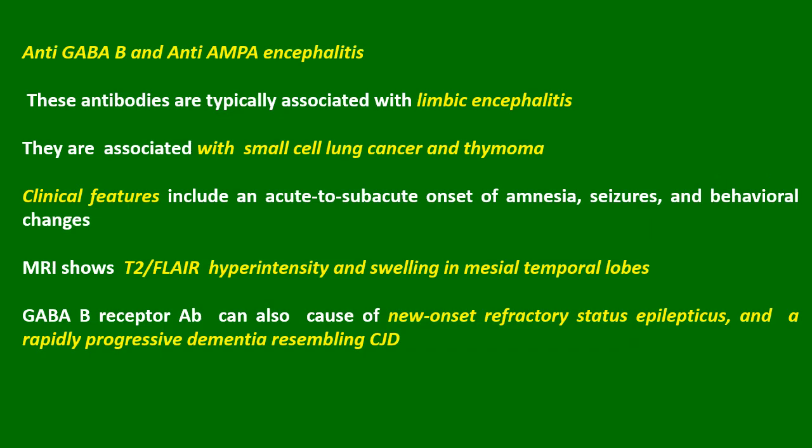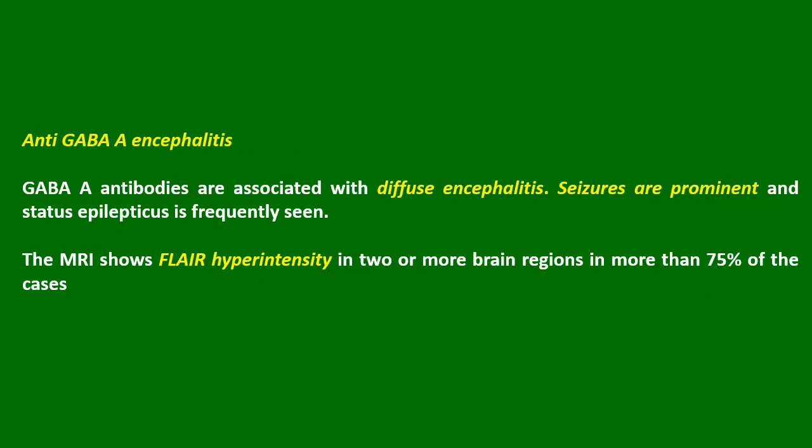Anti-GABA-B and anti-AMPA encephalitis. These antibodies are typically associated with limbic encephalitis. They are associated with small cell lung cancer and thymoma. Clinical features include an acute to subacute onset of amnesia, seizures, and behavioral changes. MRI shows T2 FLAIR hyperintensity and swelling in the mesial temporal lobes. GABA-B receptor antibodies can also be a cause of new onset refractory status epilepticus and a rapidly progressive dementia resembling CJD.